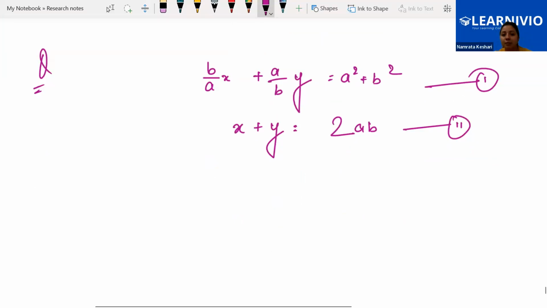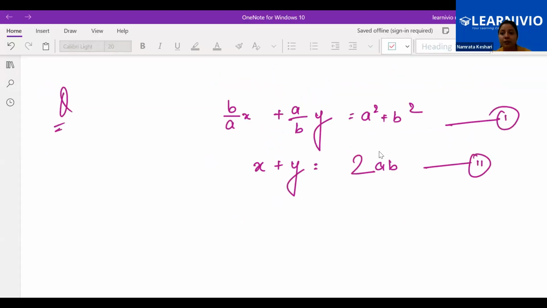Here we don't have numbers. Here we have a and b, but treat it like a number only. These are just like a number. A and b are constants over here, and the way we treat numbers, same way we are going to treat this a and b. Please try it.